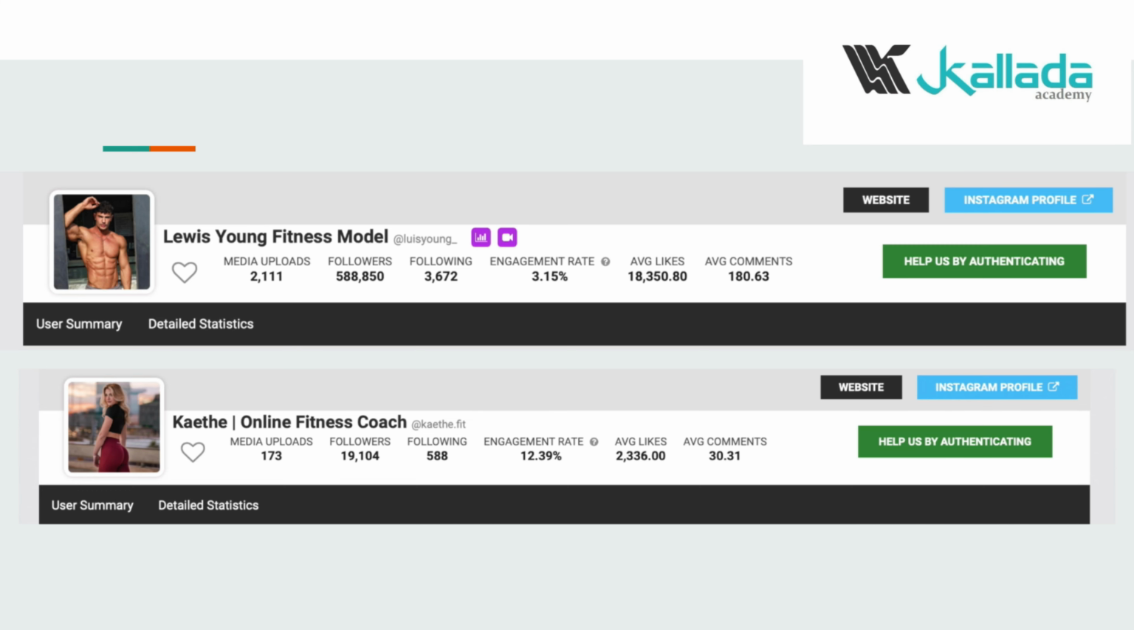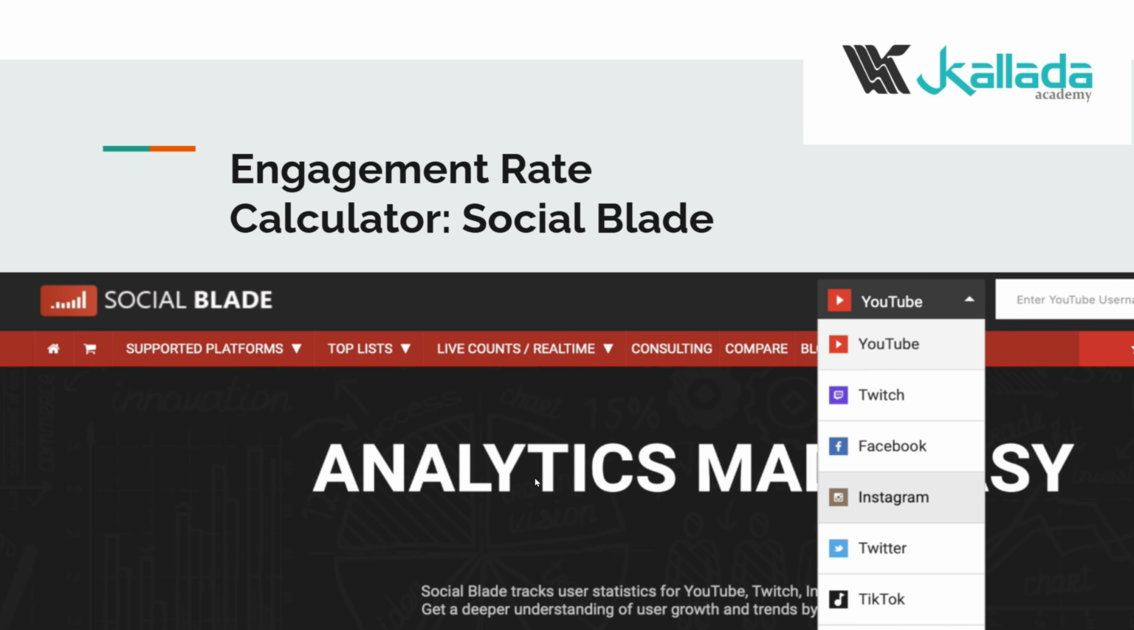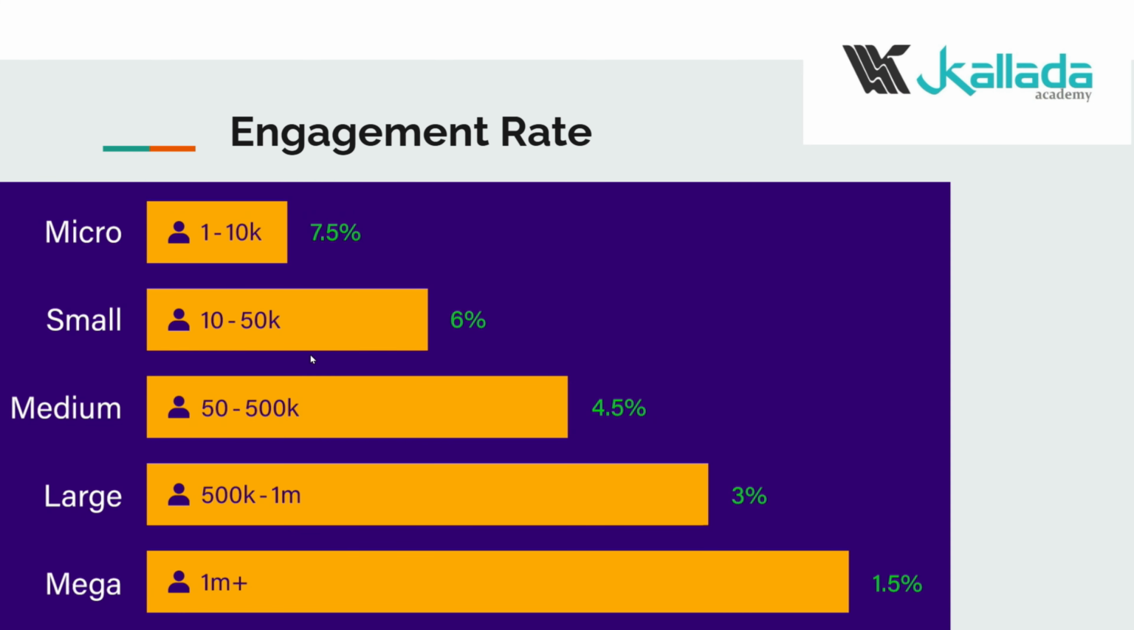On the other hand, if I'm checking out a different influencer, Keith or Kite, whatever you can see out here, the engagement rate with the count of followers, that is 19,000 followers that you can see out here, is massive, 4 times more than what Lewis is able to generate, and it is 12.39%. This is the kind of thing that we were actually discussing.